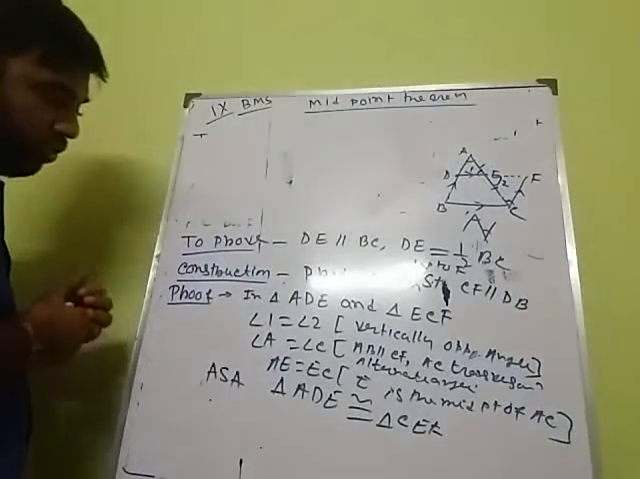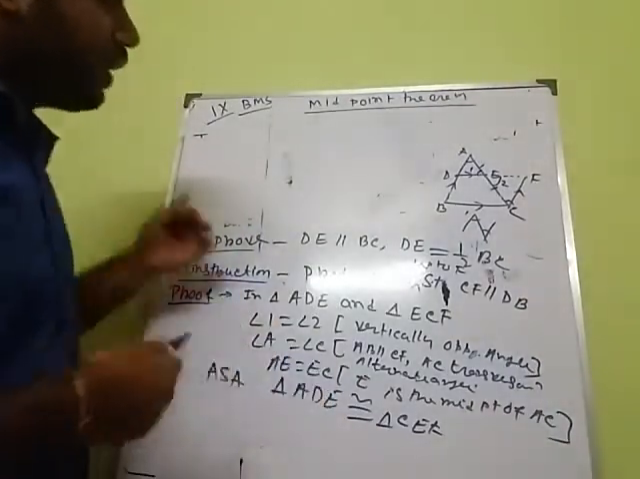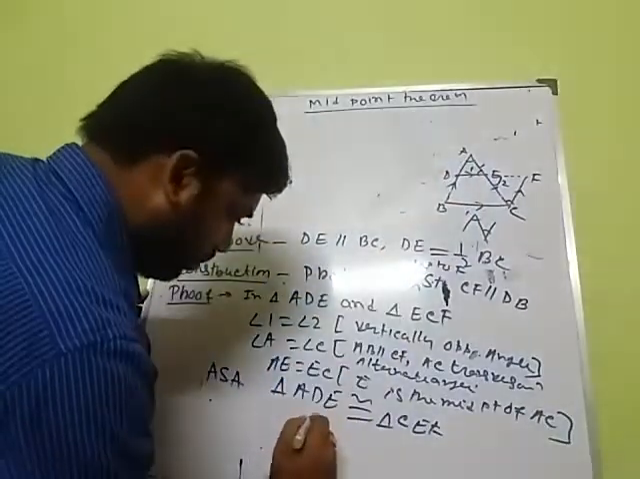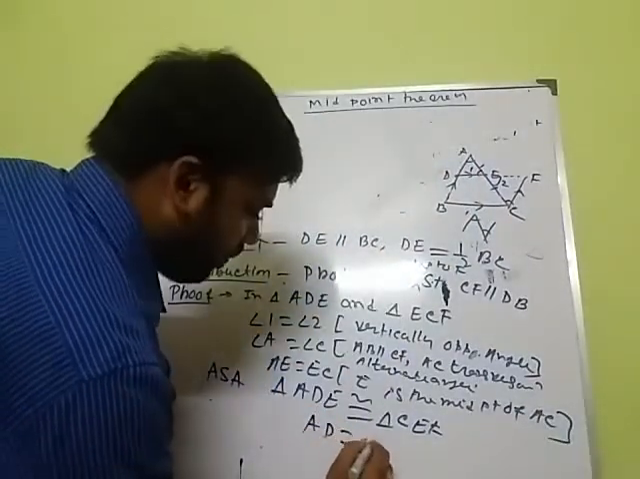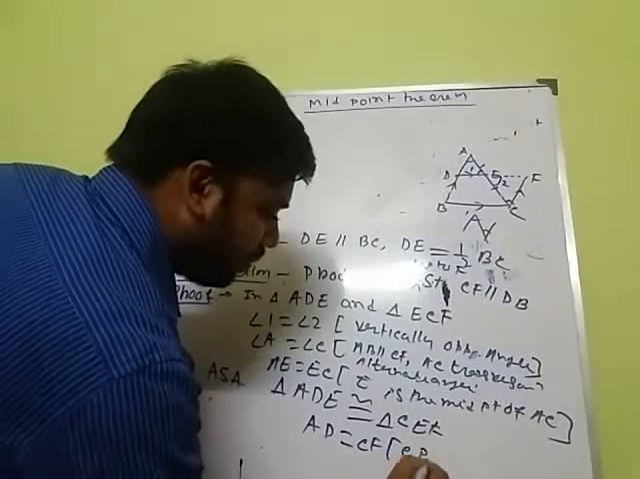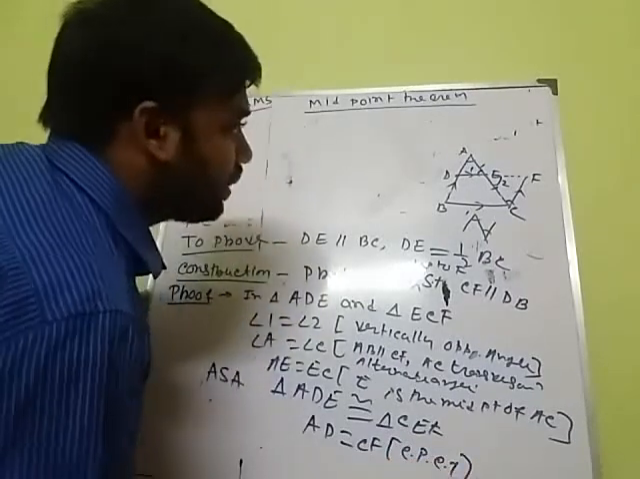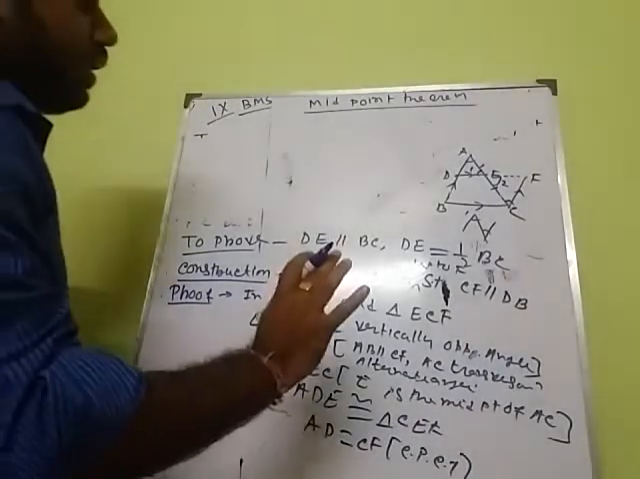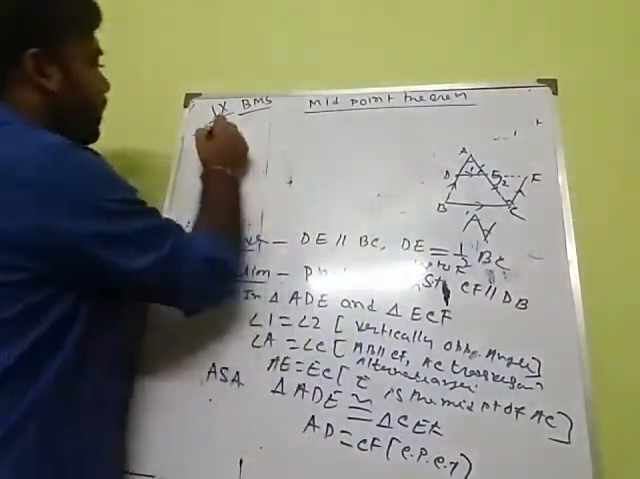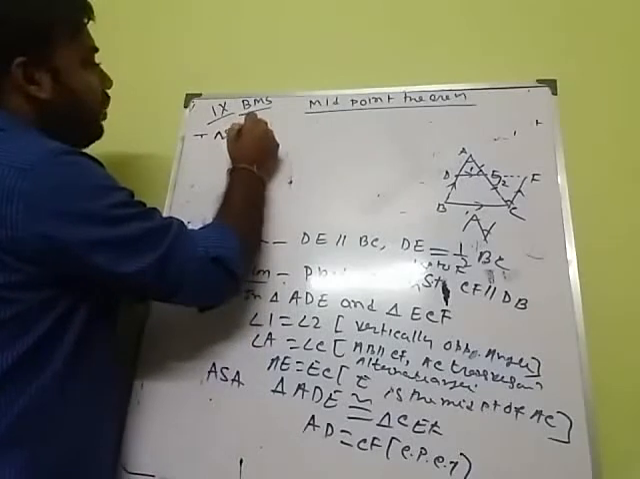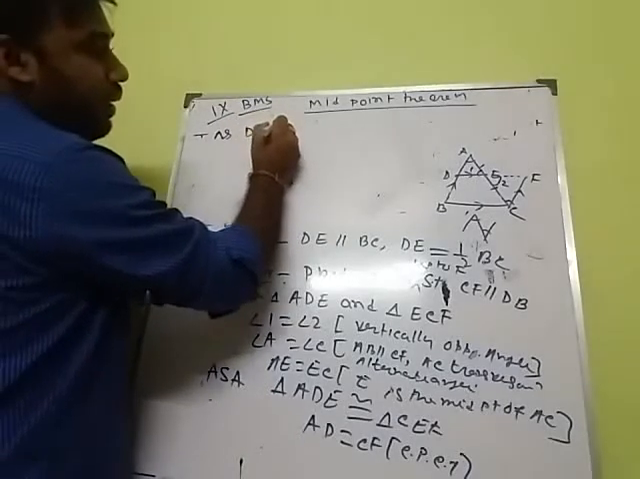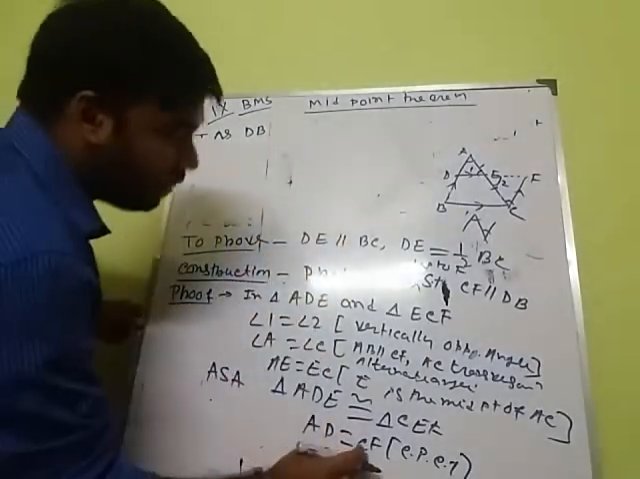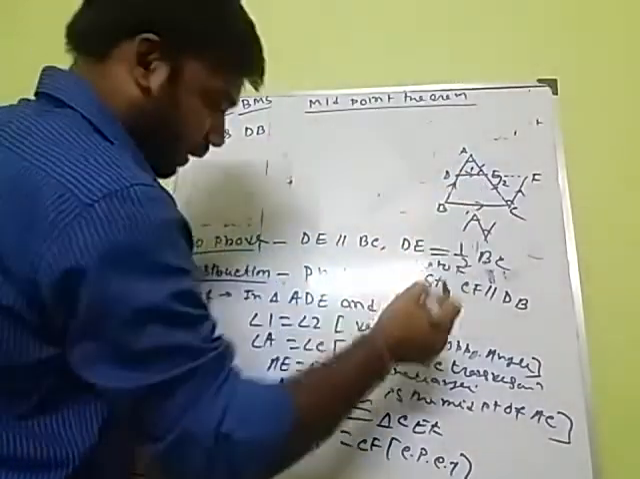Now, students, as AD equal to CF, what can we say? You can say that AD equal to CF, that is by CPCT. Okay. Now, students, as DB parallel to CF, and for AD equal to CF, and also AD equal to CF, okay.